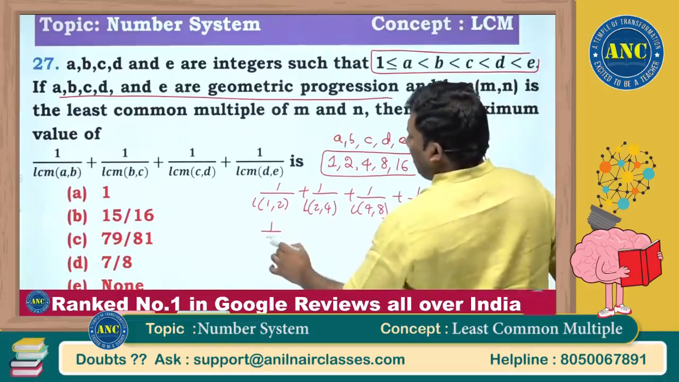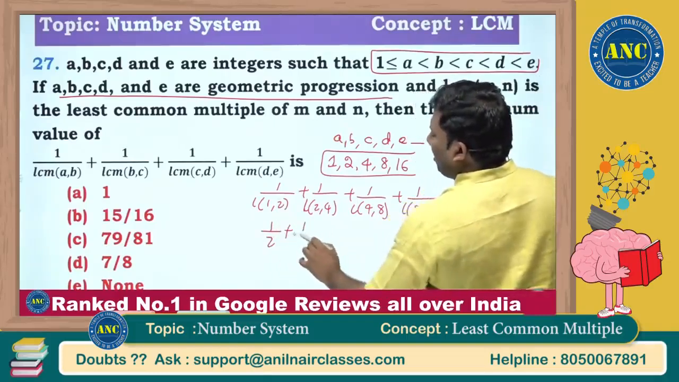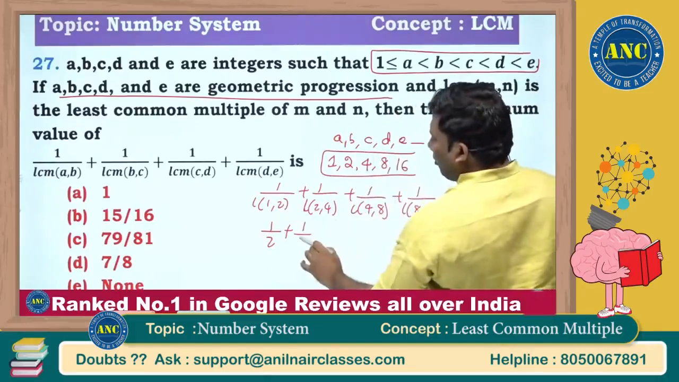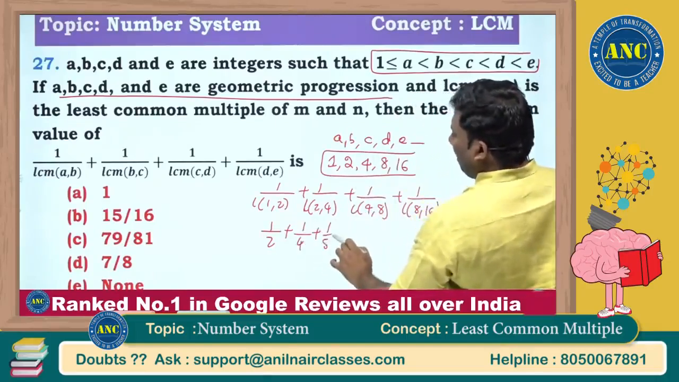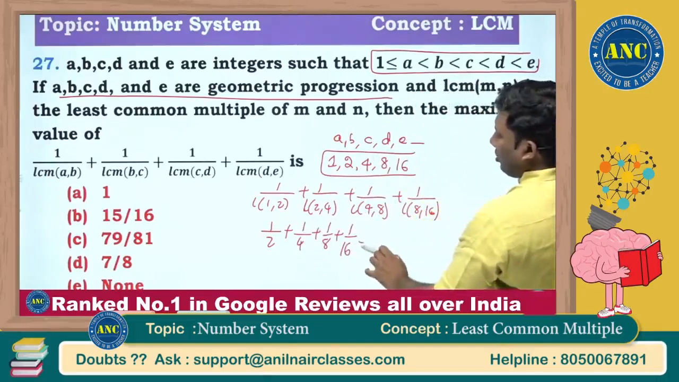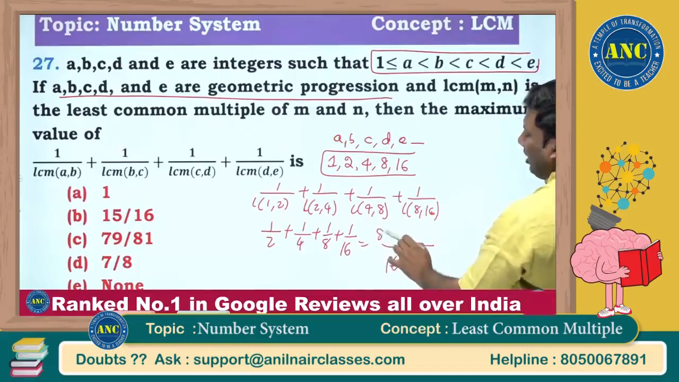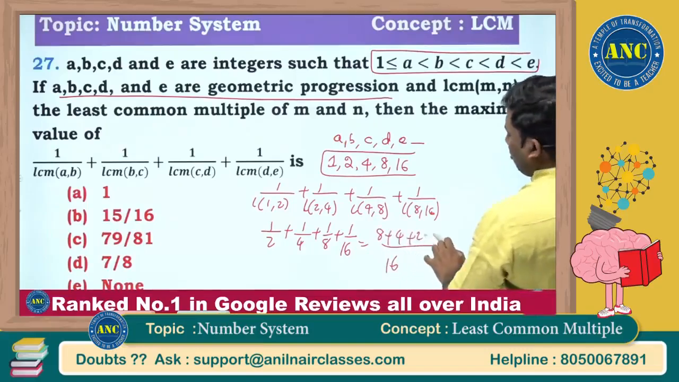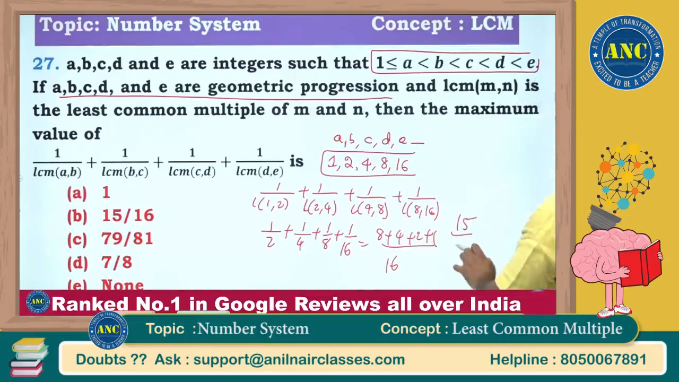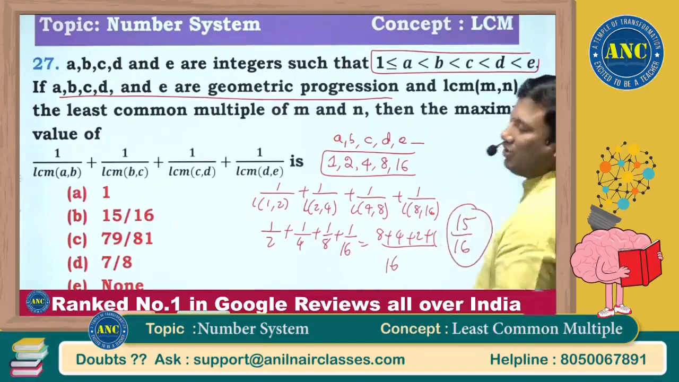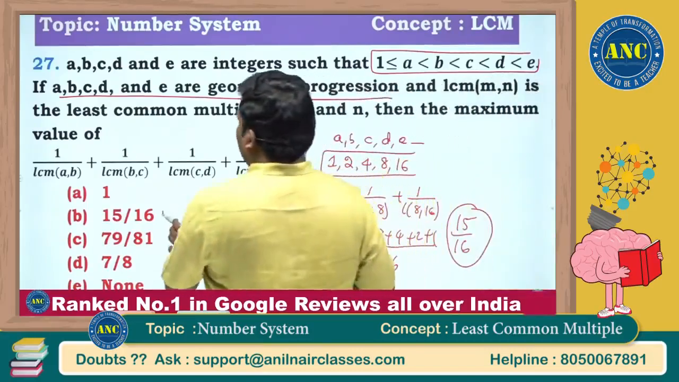So this will be 1 by 2, since 2 is a multiple of 1. 1 by 4, 1 by 8, 1 by 16. So over 16, this will be 8 plus 4 plus 2 plus 1. Answer will be 15 by 16. Easy question. 15 by 16.